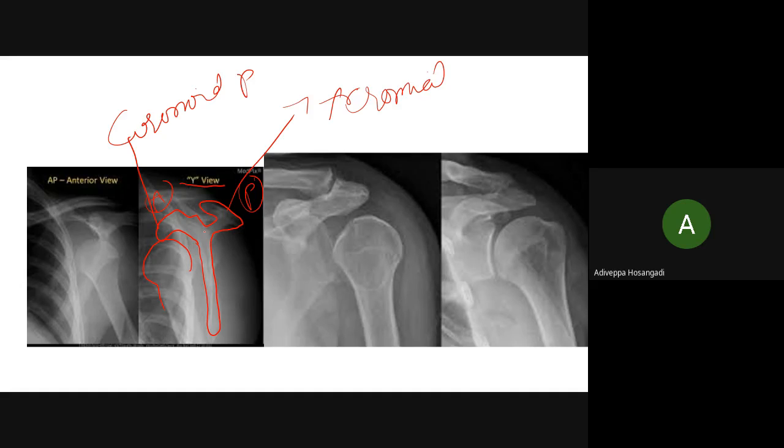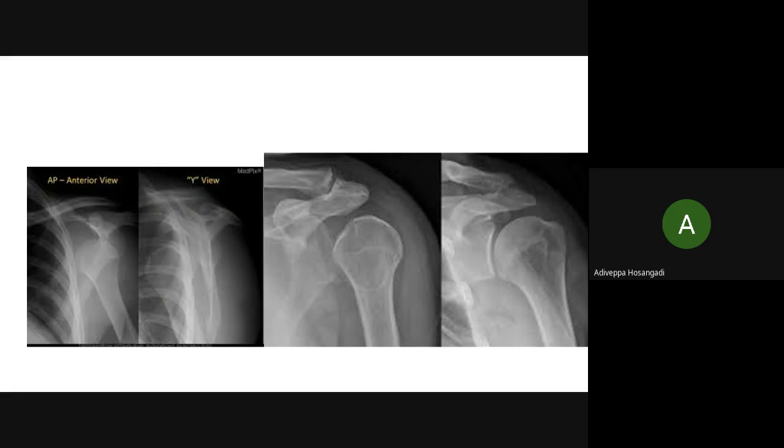Look at this head. This is our glenoid fossa. Your head should have been here. It has come anteriorly. Am I clear? See, this is your glenoid fossa. This is your coracoid, and this is your acromion. That's why you are looking like a Y now.